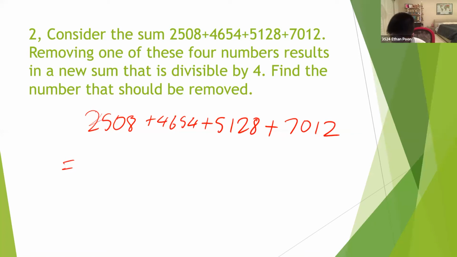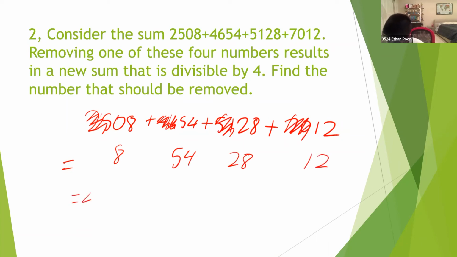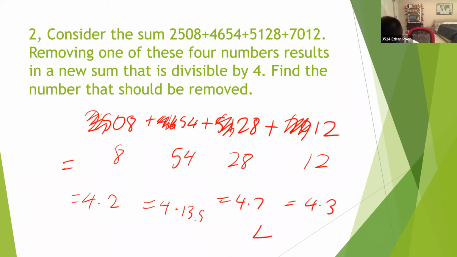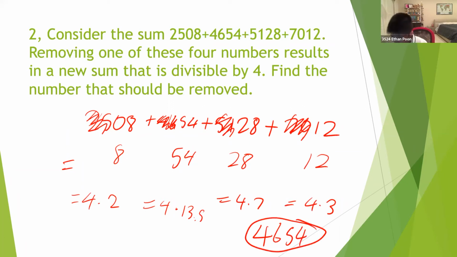So let's just cross this out. So we're left with 8, 54, 28, and 12. So 8 is divisible by 4 because 4 times 2 is 8. 54 is not divisible by 4 because if you tried to divide it by 4, you get a decimal, 13.5. And as we talked about before, decimals can't be factors. So 28 is 4 times 7, and 12 is 4 times 3. And that's number 2. And yeah, the answer is 4,654, because that's not divisible by 4.